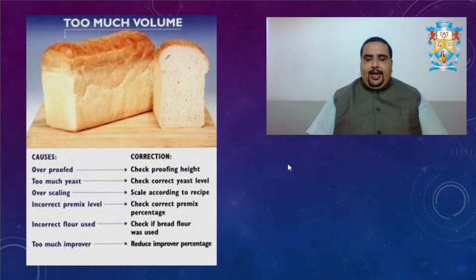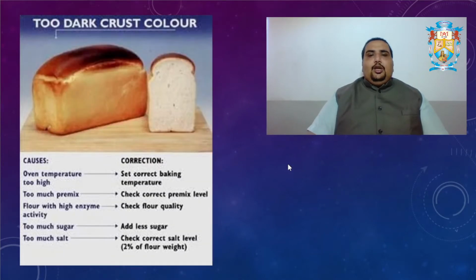So we'll move on to the next fault, which is too dark crust color. As you can see in the picture, the crust color is too dark or burnt. What is the reason? First one, oven temperature is too high. If the oven temperature is high, obviously the exterior will be burnt very easily. Too much premix, maybe because of too much sugar, too little salt. All this leads to this burnt top.